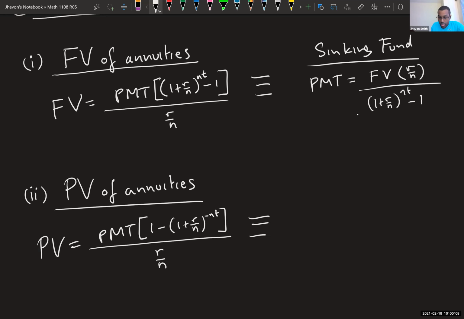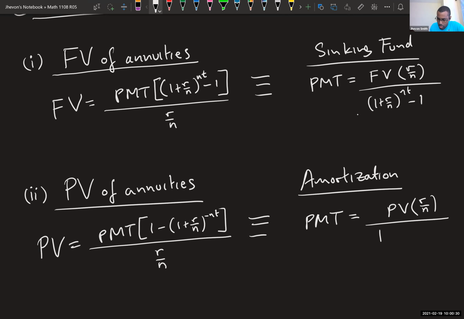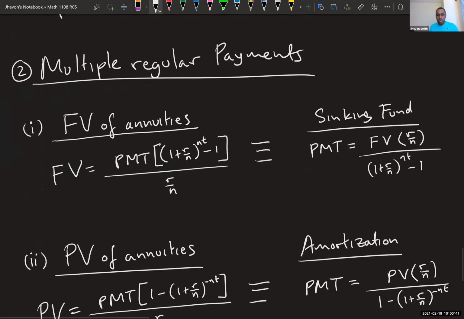This is, of course, equivalent to something called the amortization formula, which is the same formula. You just have a different thing that you want to solve for. If you want to solve for payment, you can just rewrite this as present value times R over N over (1 minus (1 plus R over N) to the minus NT). Right? And that's the amortization formula. So those are the big boys, the heavy guns. These are the guys that are more realistic, right?